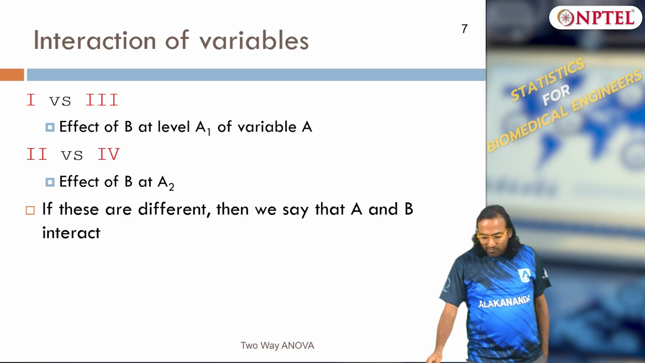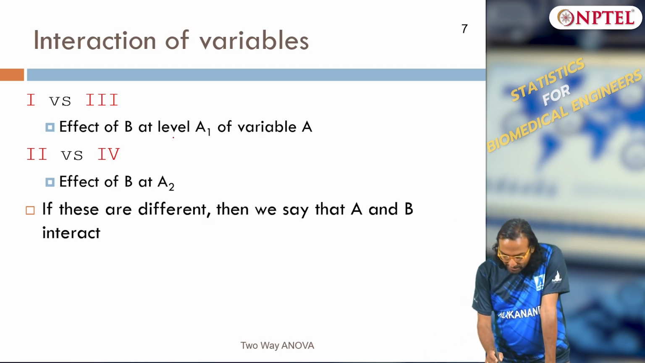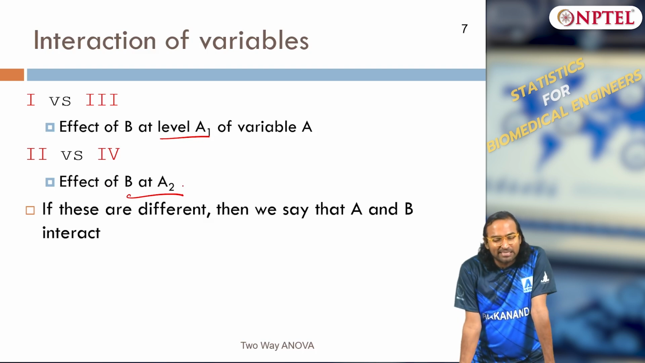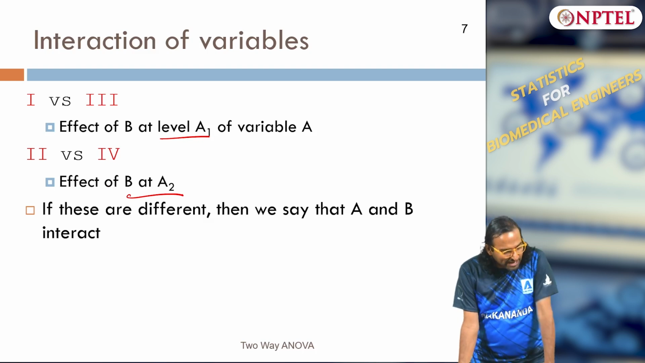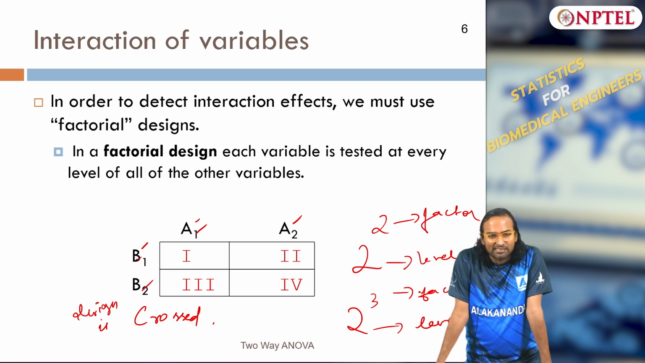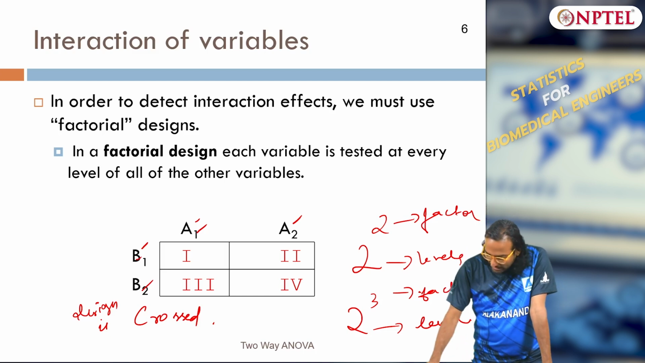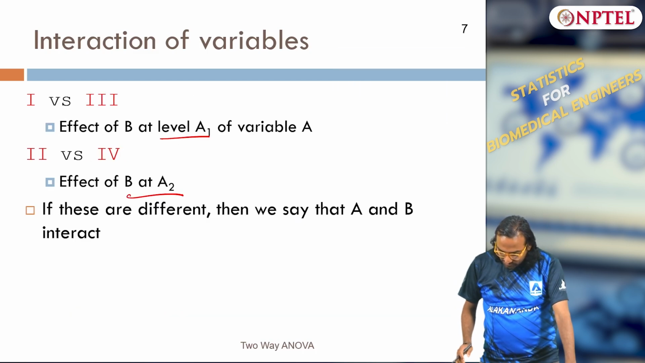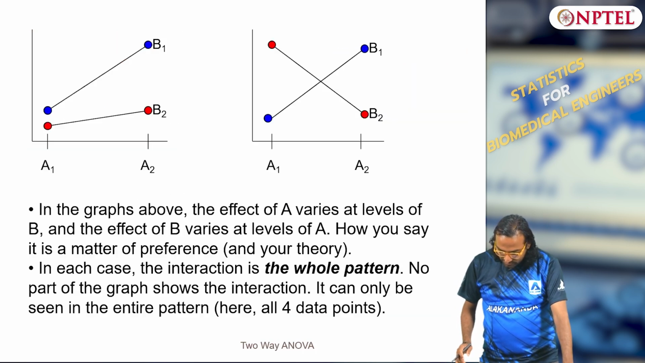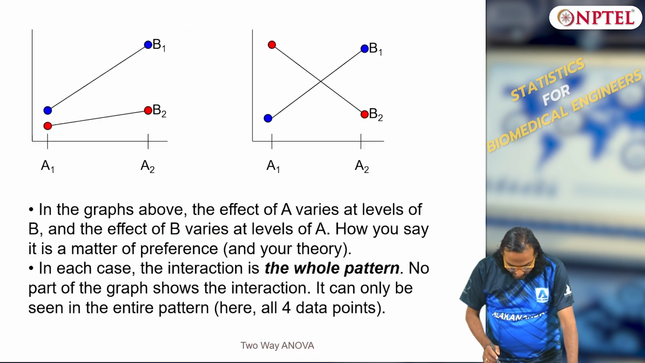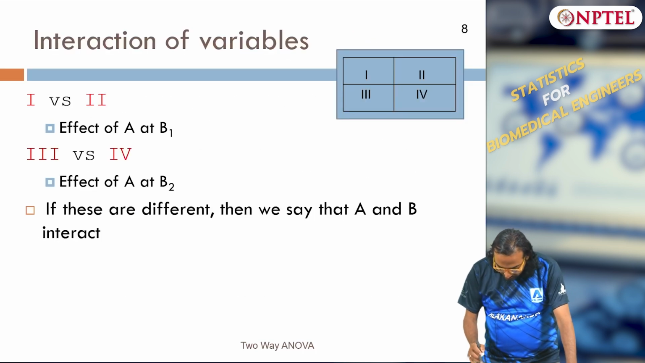So, this is what we are doing: effect of B at level A1 and effect of B at level A2. When do you say there is an interaction? From this table, when can I say there is an interaction? I have this data, and I will give you some numbers. This is 2 power 3, let us take these numbers.